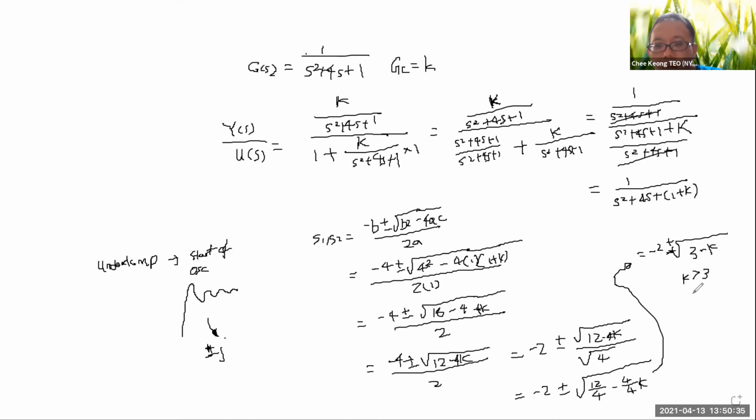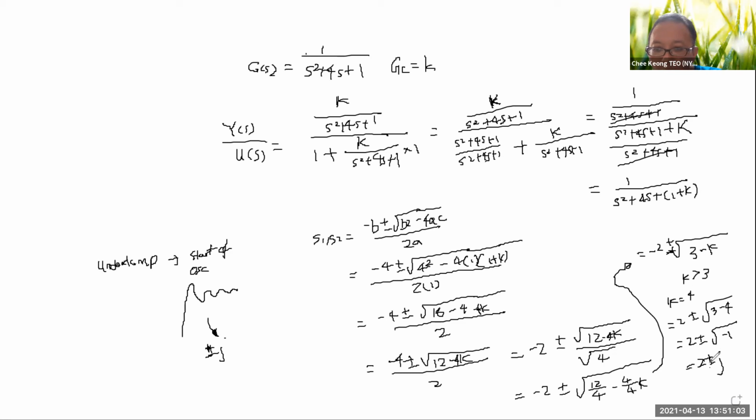Now, when you have a negative, what happens? Let's assume k equals 4. Now, if k equals 4, then your roots will be 2 plus minus the square root of 3 minus 4, right? Now, what is 3 minus 4? It's minus 1. So it's actually equal to 2 times the square root of minus 1. Now, the square root of minus 1 we know is j. So it's 2 plus minus j.